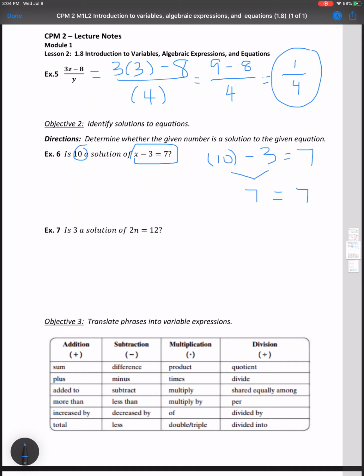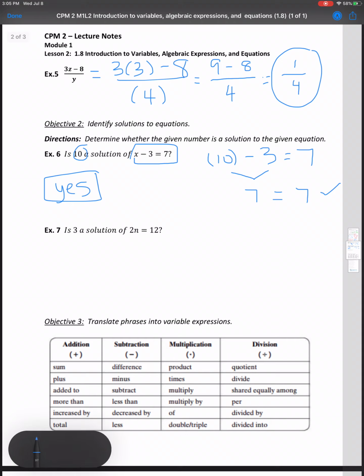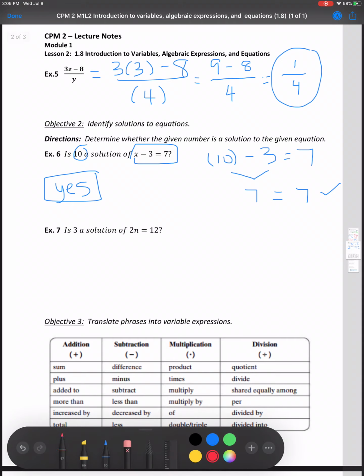So see if this statement makes sense. Does 7 equal 7? Yeah, it does. So what we have just done is proven that yes, 10 is a solution of that equation. So you would tell me yes. If you look at example 7, they want to know, is 3 a solution of 2n equals 12?